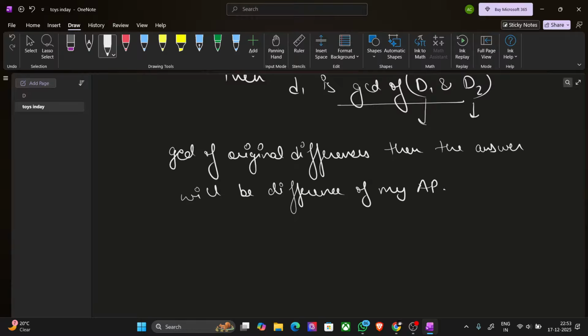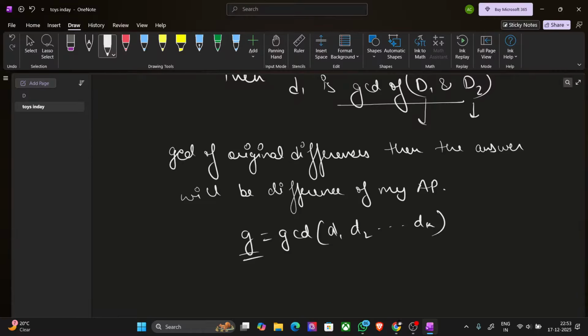Correct? GCD is the GCD of the original differences, which, when I have taken the GCD of all the original differences, that answer G comes, right? That G is the difference of the AP that I will create.